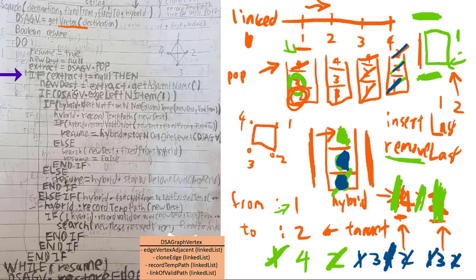So if the new destination, we need to extract and get the name. When you extract, you get the adjacent name. If DSAGraph.getHName left is 1, if it's the remaining last item, then you're going to enter here. If it's not the last item, you're going to enter here.